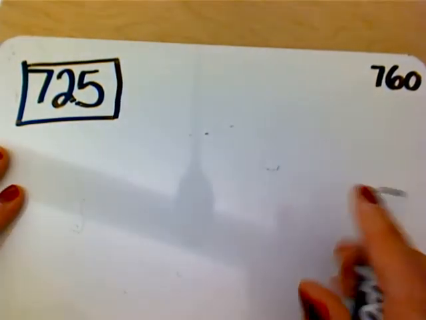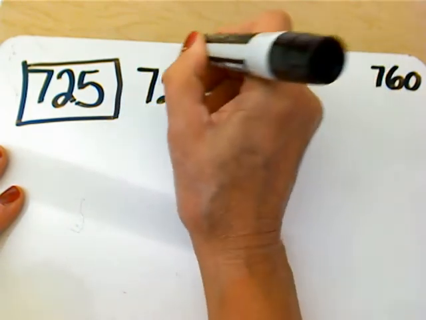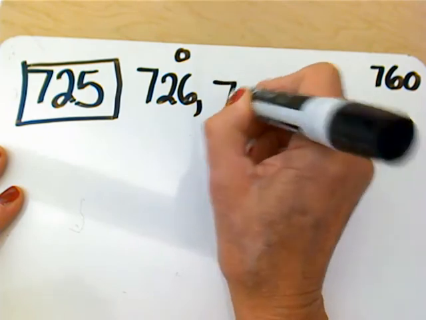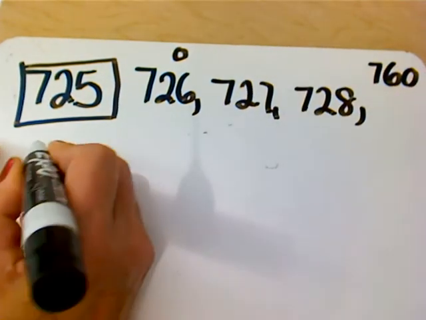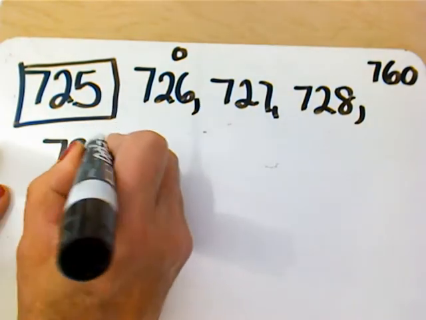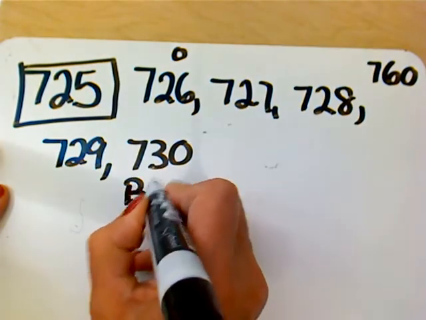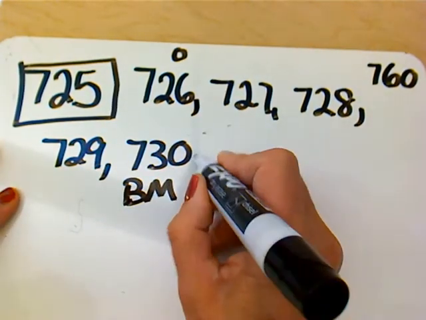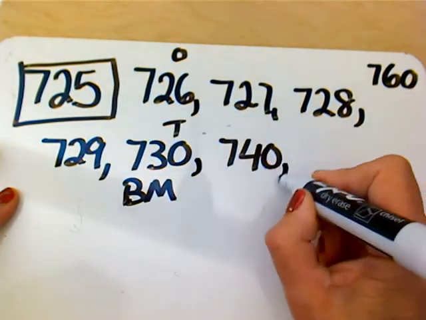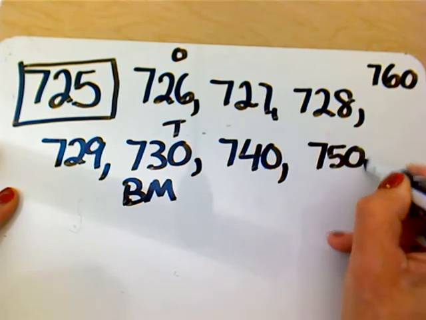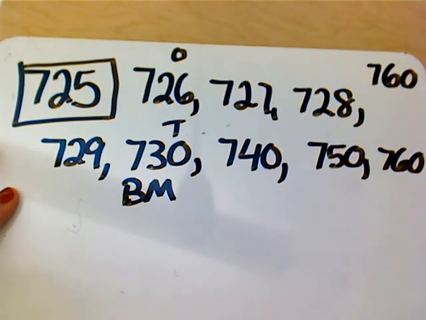Are you back? Okay, here we go. 726. I'm counting by ones. 727. 728. Oh my gosh, is this going to go on forever? 729. 730. Oh, yay, a benchmark. Whew. Love those benchmarks because then it's easy. 740. Notice I had to change over to tens. 750, 760. Oh, I got where I needed to go.